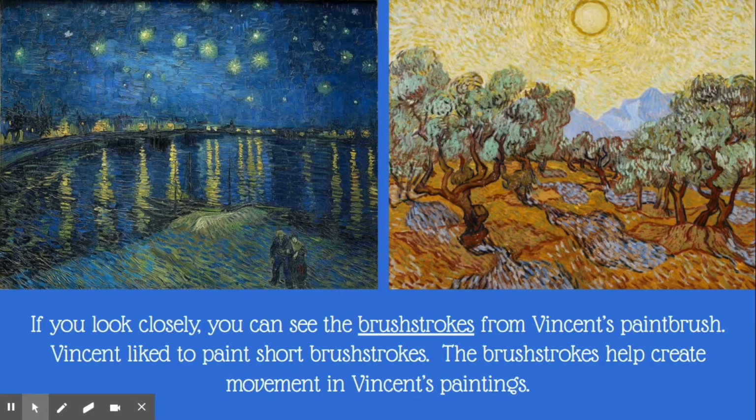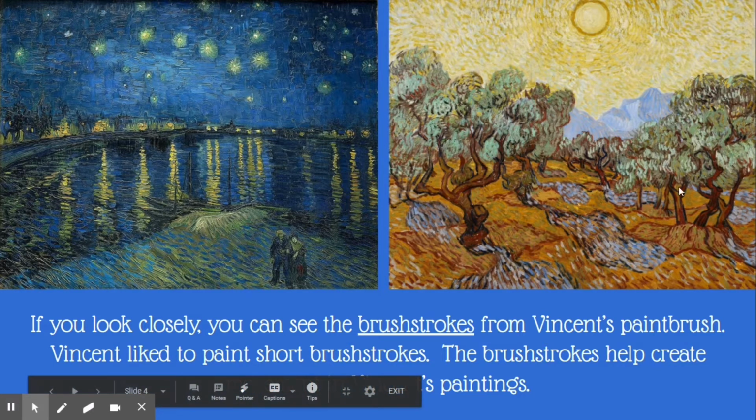If you look closely, you'll see that movement we were talking about. Okay, he uses what we call brush strokes. That's just the mark that your brush makes when you paint. A lot of times when we paint, we try to smooth it out. Vincent didn't do that. He used very short, choppy brush strokes that created short lines in his paintings, and he would change the direction and then use different colors again to create that movement.